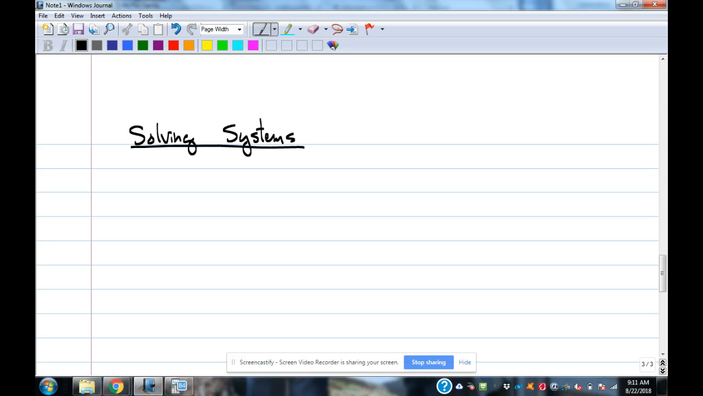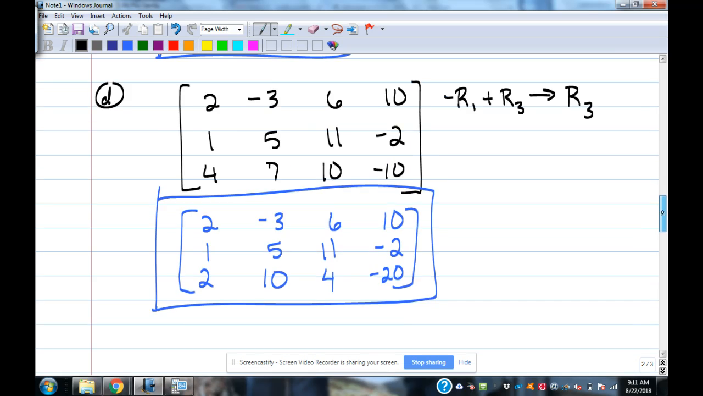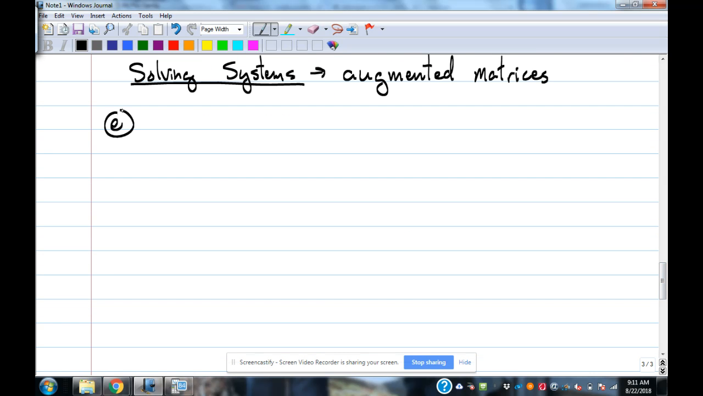Yes. Because it's related to matrices. Solving systems. Systems of equations can be written as what's called augmented matrices. That's just fancy words for they've got the numbers in it and no letters. That's what that means. Okay? So, for example, let's take a system. Example E. Solve the system.